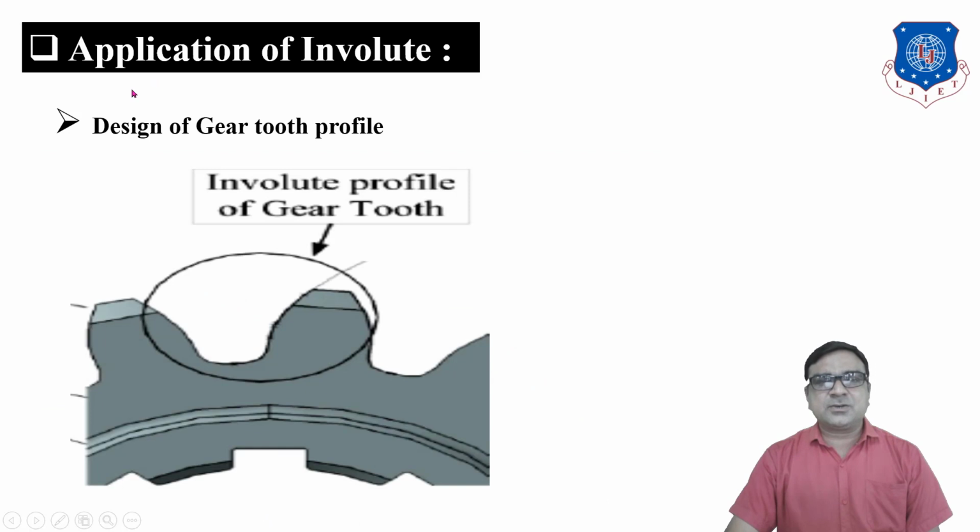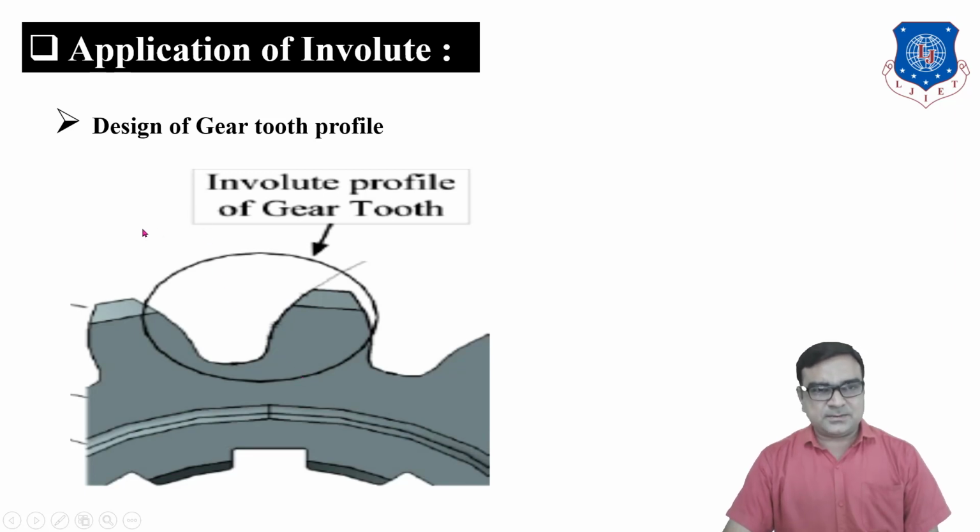What is the application of the involute curve? It is used to design the gear tooth profile. In this gear, this is one tooth, and the profile of the tooth, on its periphery, is in curve form. So it is actually an involute of a circle.